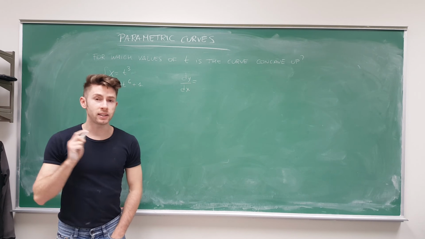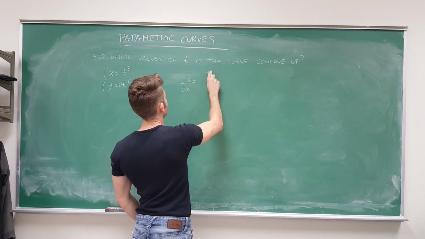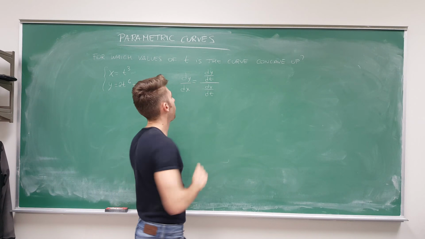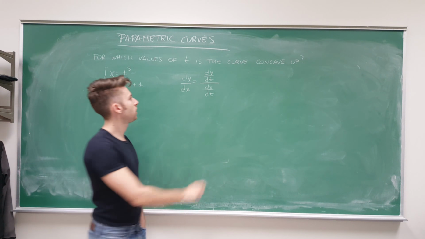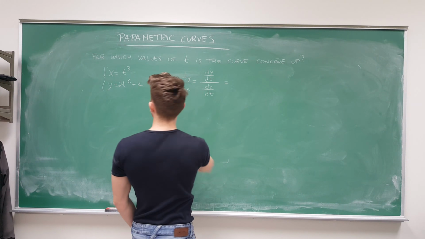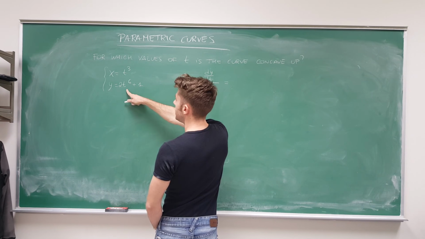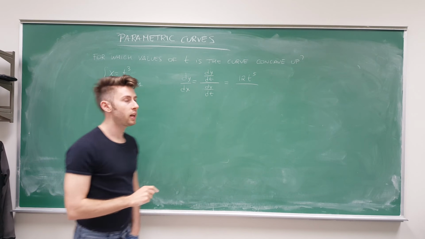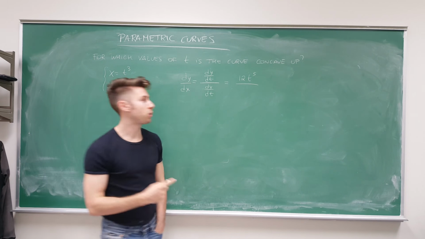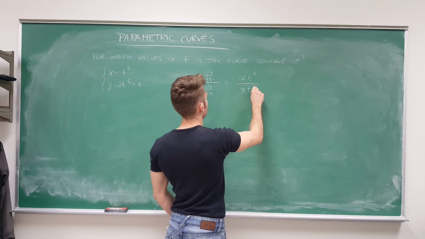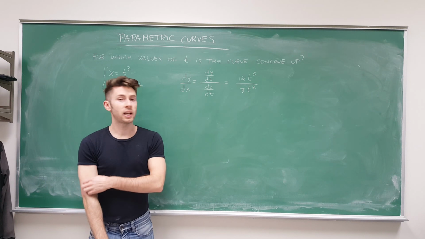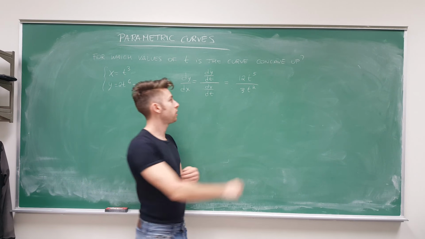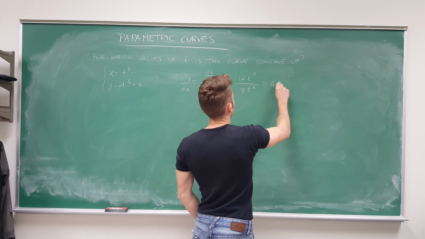dy/dx is dy/dt over dx/dt. So dy/dt is 12t to the fifth, and dx/dt is 3t squared. Okay, and it looks like we can simplify something. Provided t is non-zero, then we have 4t cubed.